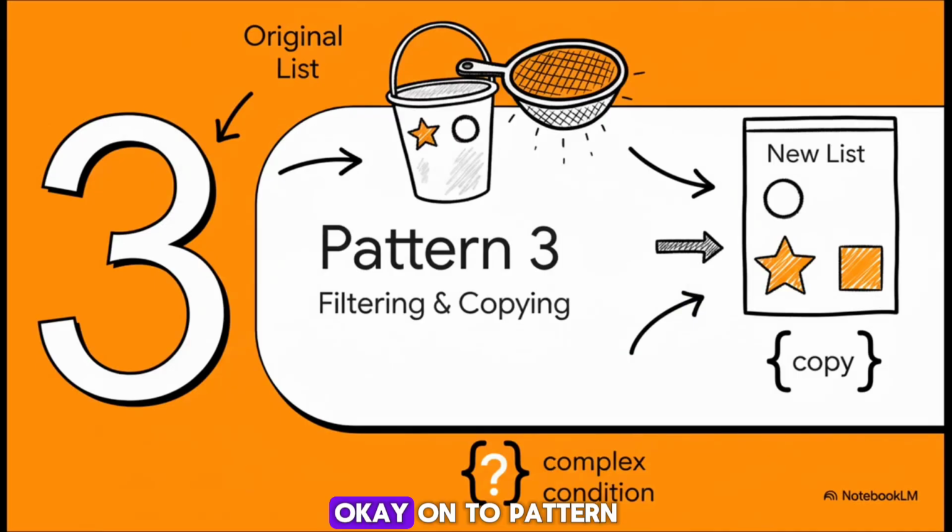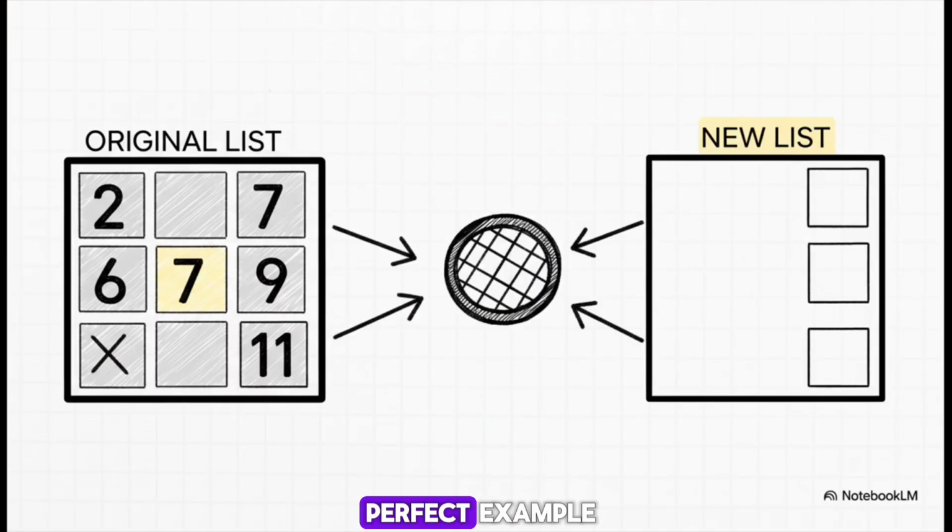Okay, on to pattern number 3, and this one's a little bit of a twist. Instead of changing the list we're given, our job is to build a brand new one, a new list that only contains the elements from the original that pass a certain test. This is a perfect example.